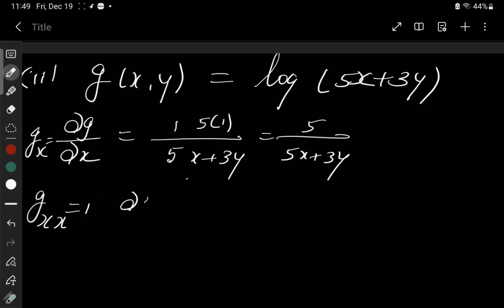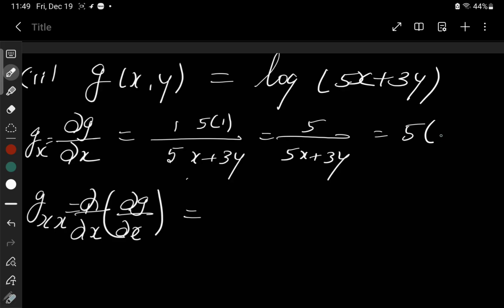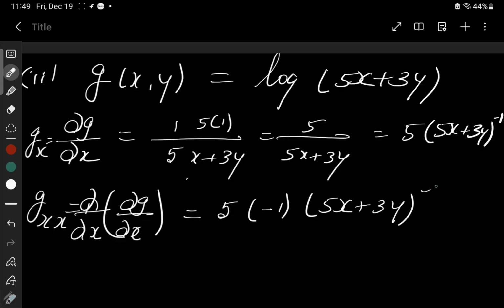That is dou g by dou x. Again I differentiate with respect to x. You can take this as 5 into 5x plus 3y the whole power minus 1. It is in the denominator and the degree is 1, so the numerator becomes minus 1. 5 constant, bring this degree minus 1 here. 5x plus 3y, again reduce 1, minus 1. And differentiate this expression also. So with respect to x, I will get 5.